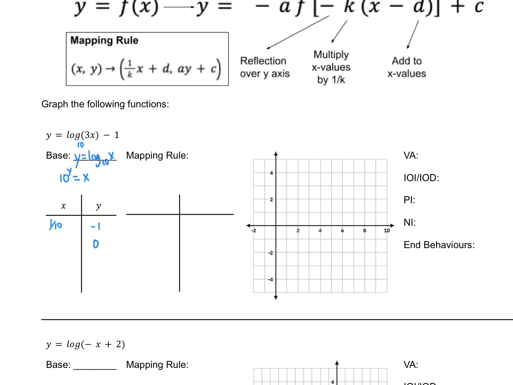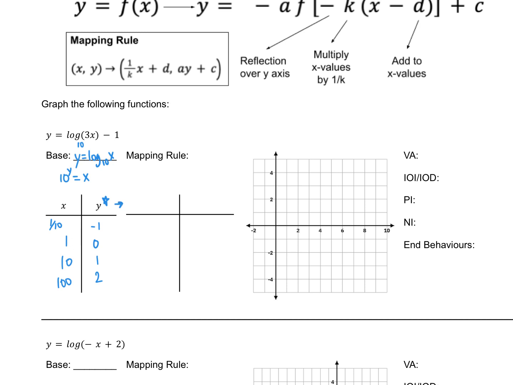10 to the power of 0 is 1. Now I'll pick 1 for y. 10 to the power of 1 is 10. And finally, I'll pick 2. 10 to the power of 2 is 100. So again, I am picking my y's. Now this is what my base function would look like.